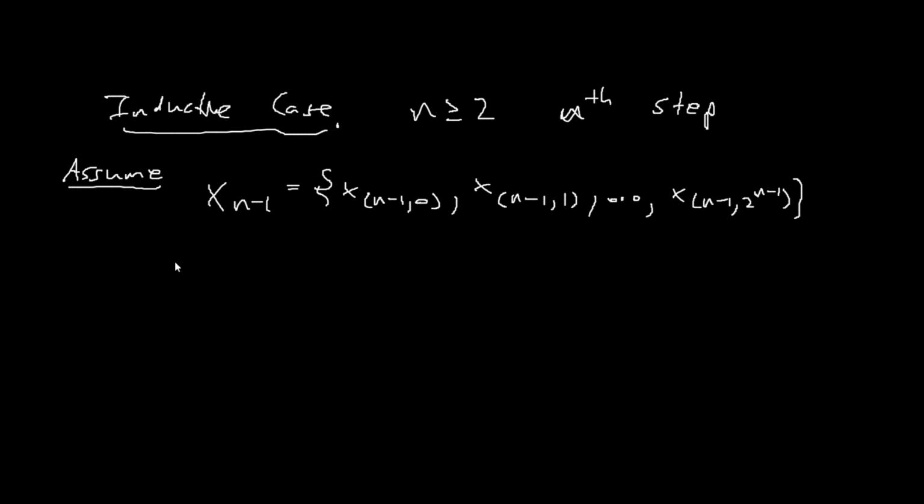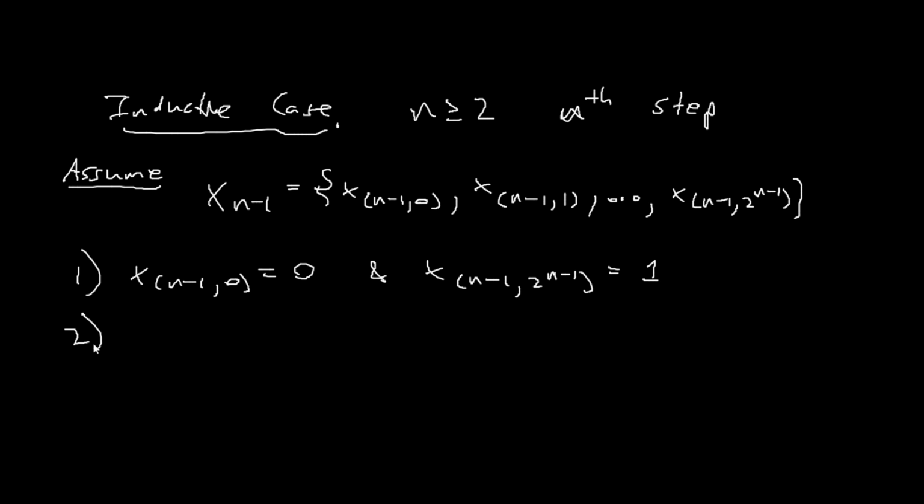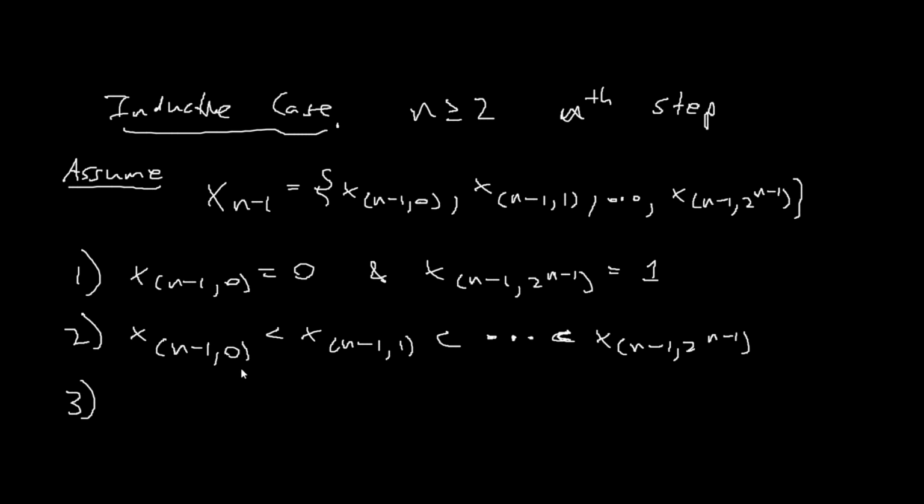All right, and we're going to assume that X_{n-1} has the following three properties. 1, x_{n-1,0} equals 0, and x_{n-1,2^{n-1}} equals 1. 2, we assume that the elements in X_{n-1} are ordered according to the second index, meaning x_{n-1,0} is less than x_{n-1,1}, that's less than whatever comes next, and so on up until we have less than x_{n-1,2^{n-1}}, like this. 3, X_{n-1} contains the elements x_1 all the way up to x_{n-1}. So this forms the inductive hypothesis.